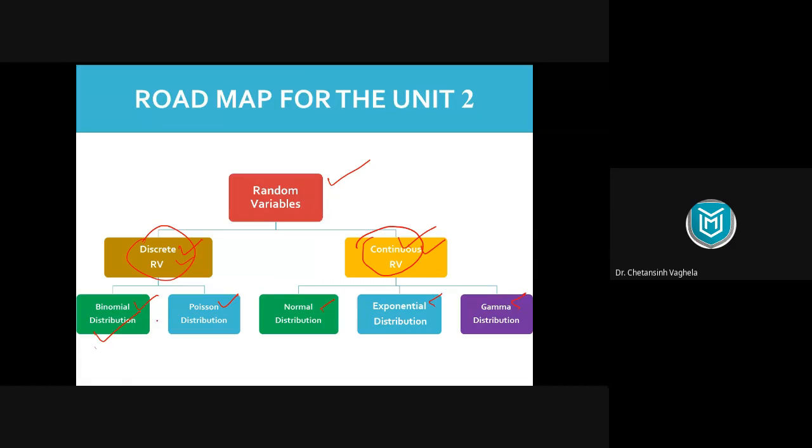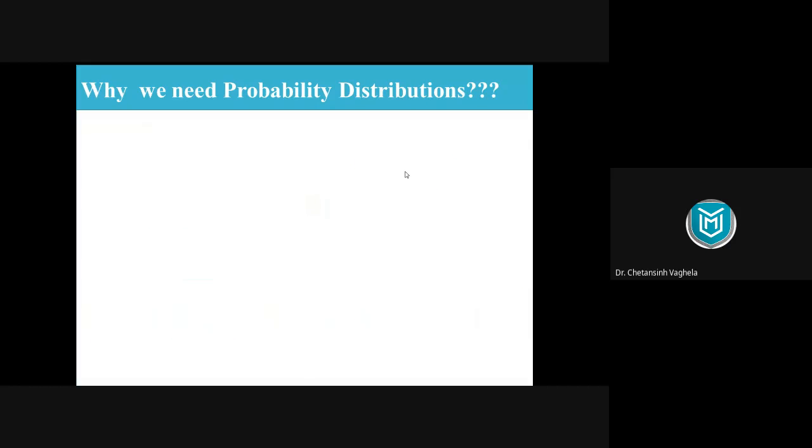But before going for the binomial, let me make you quite clear about the requisite of distributions. Why do we need some special distributions? What is the need for special distributions? Why are we studying them? Why is it included in the syllabus? Let me take you towards that. Why do we need the probability distribution?